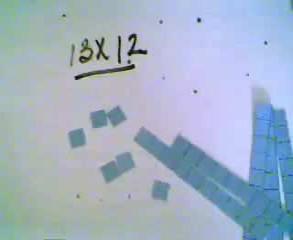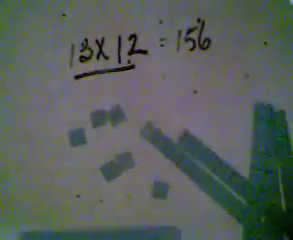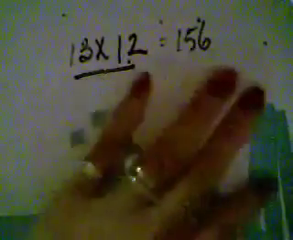Alright, so now let's see what we have. We have 100, 10, 20, 30, 40, 50, 1, 2, 3, 4, 5, 6. So the answer to 12 times 13 is 156.